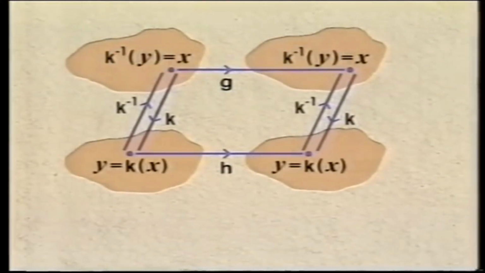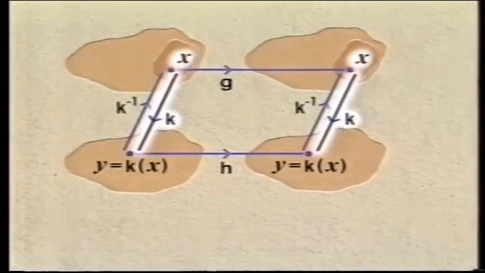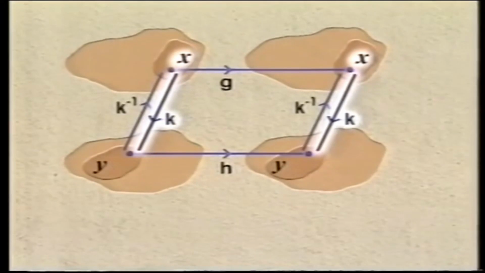So that proves the theorem. And because it works both ways, we can conclude that K maps the set of fixed points of G one-to-one onto the set of fixed points of H.